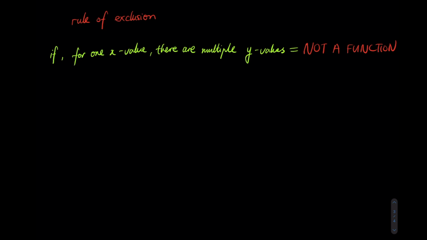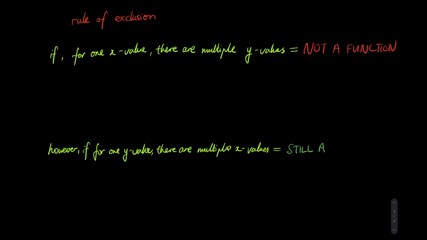The next rule isn't so much of a rule because a function doesn't have to satisfy this to be a function. However, this is something that people commonly misunderstand. So, if for one y value there are multiple x values, then the graph can still be considered a function.